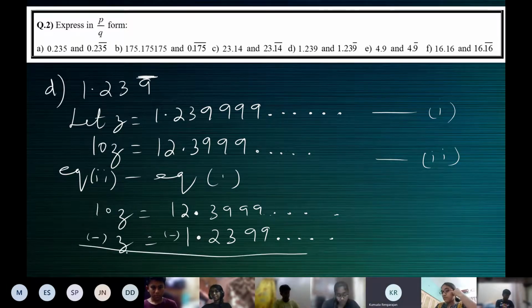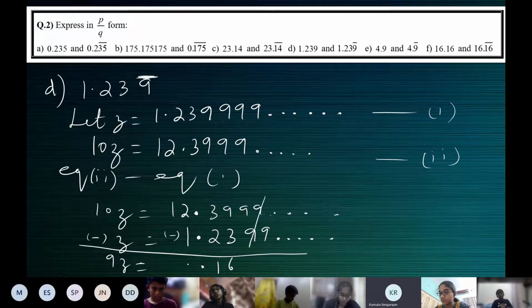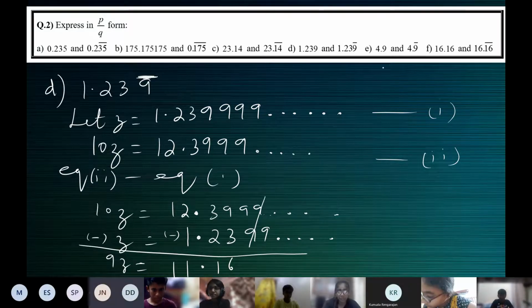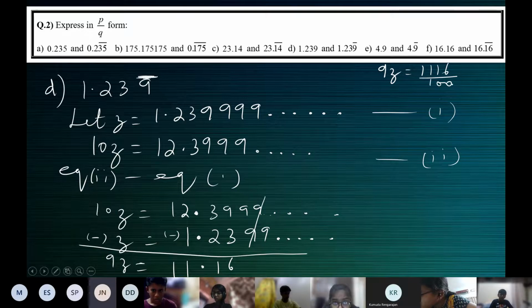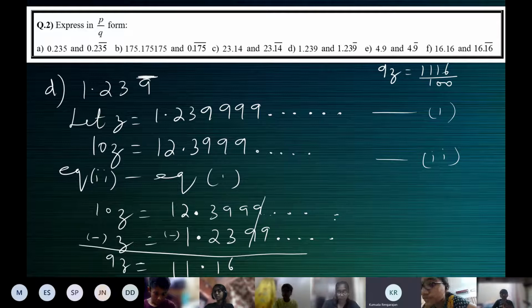Now we need to subtract. So you get 9Z is equal to, here this portion will get cancelled. Here you will have to subtract: 9 minus 3 is 6, 1.11. Correct, children? Yes, ma'am. Okay. 9Z is equal to 1116 by 100, correct? Yes, ma'am. I'm writing it here now. So Z is equal to 1116 divided by 9 into 100, which is 900.